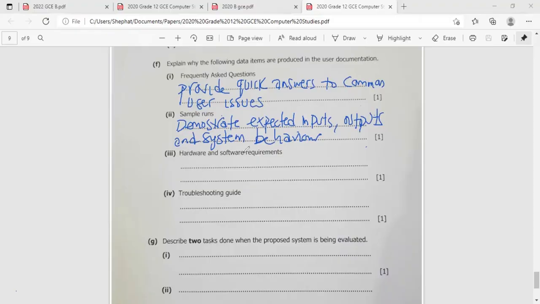Why do we need hardware and software requirements? Okay, to ensure that the user knows the minimum setup that is needed.